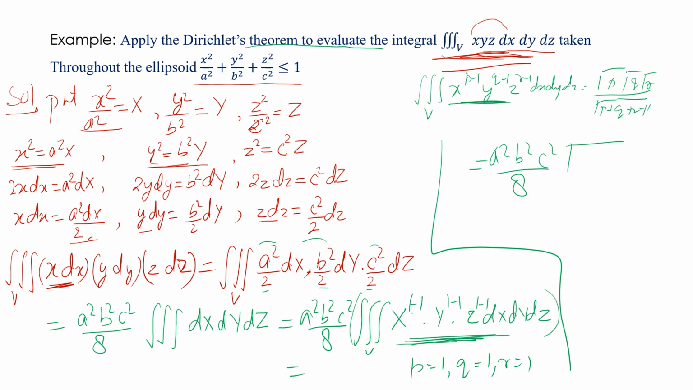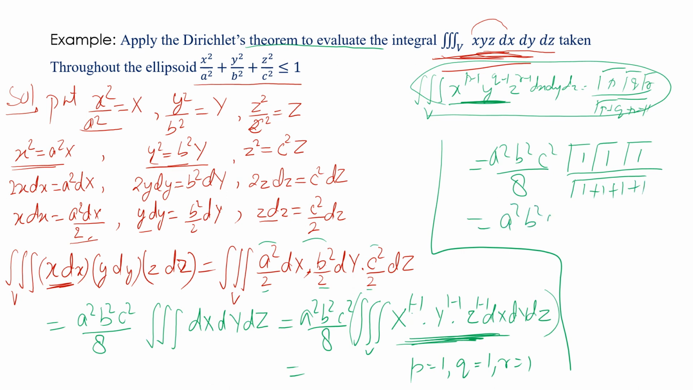If we compare that integration with the Dirichlet integration, we write gamma 1 gamma 1 gamma 1 upon gamma 1 plus 1 plus 1 plus 1. So we get a square b square c square upon 8, and gamma 1 is 1, divided by gamma 4, and you know how to expand the gamma 4.